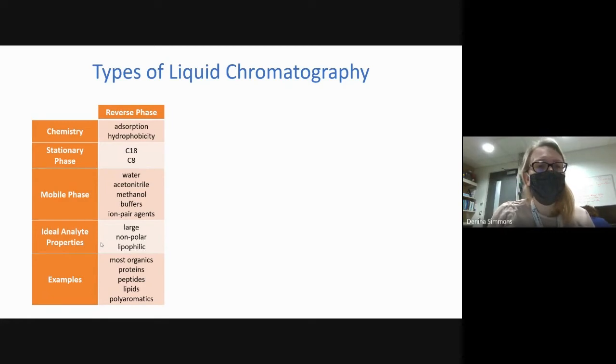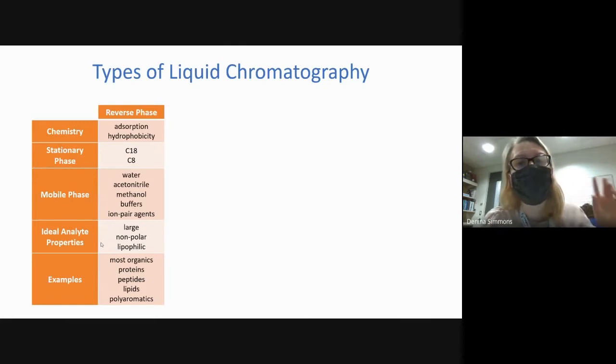So the chemistry that you're using for reverse phase chromatography is absorption and hydrophobicity. And the stationary phases that are most commonly used are C18, which is a chain of 18 carbons, or C8, which is a chain of 8 carbons, with usually just hydrogens and nothing else. And then your mobile phase can be many different things, many polar types of solvents like water, acetonitrile, methanol, buffers, and ion pairing reagents.